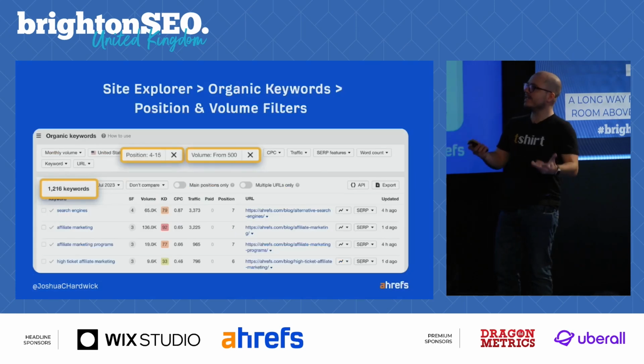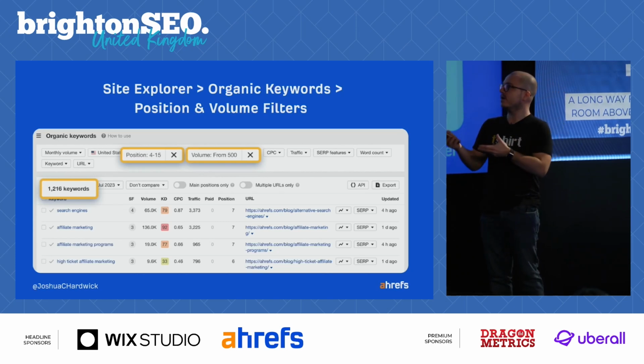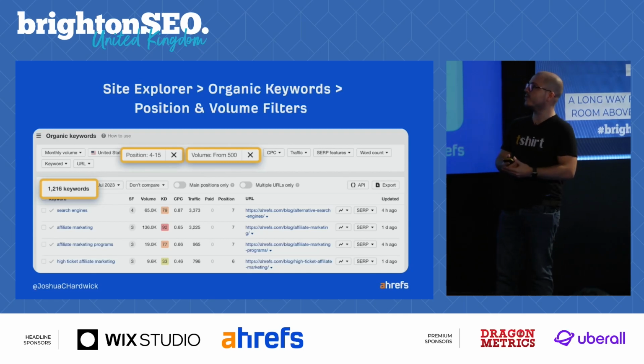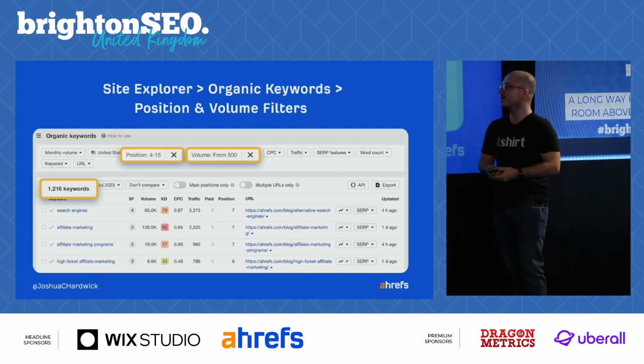So a really easy way to find these in Ahrefs, Site Explorer, just enter your site, go to the organic keywords report. So once you're in there, you can filter and find position 4 to 15, so bottom of page 1, top of page 2. And I also recommend adding a volume filter just because there's not much point optimizing for a keyword if it's like no one's searching for it, right? Like you're not going to get any more clicks.